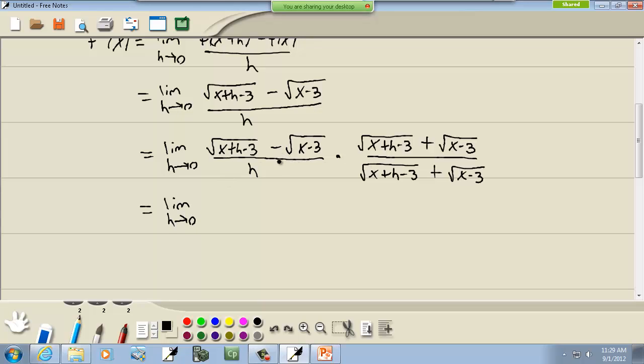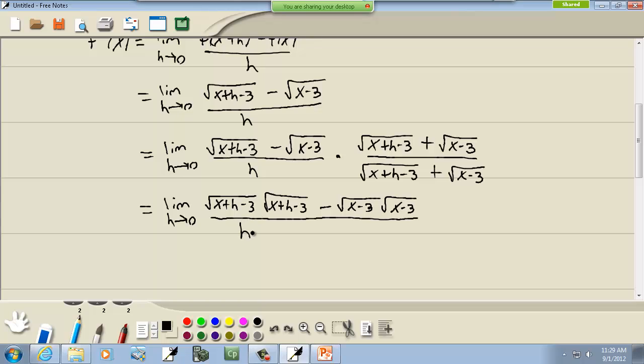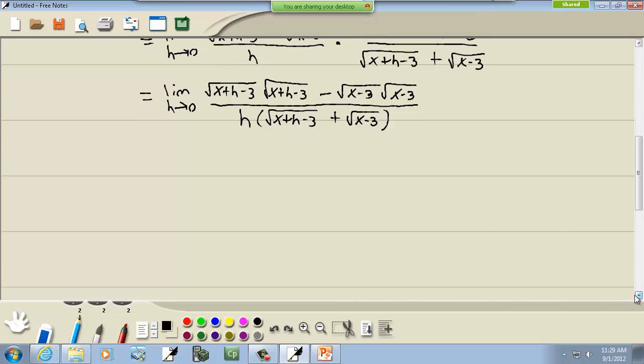Now in the top part, when you're multiplying conjugates together, it's very easy. You multiply the first parts together, so you got square root of x plus h minus 3 times square root of x plus h minus 3 minus, and you multiply your last parts together, so square root of x minus 3 times the square root of x minus 3. Now on the bottom, we don't do anything exciting with this. We just put them next to each other. We don't actually multiply them through using the distributive property. Now the reason why we do that is because we want that h to cancel, so we don't want it trapped in a bunch of other junk.